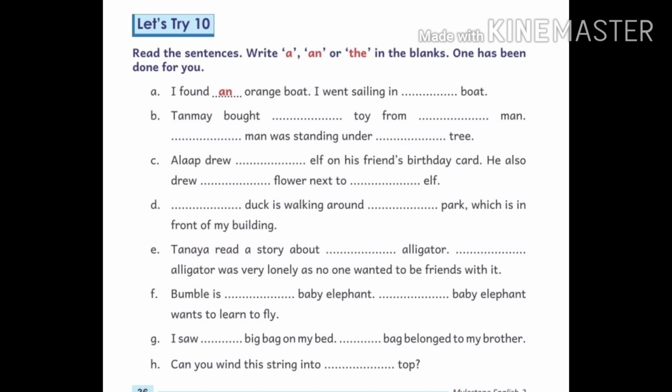Some words begin with a consonant but we use an before them. Example, an honest and an hour. Here, hour and honest both words begin with a consonant letter. Here H is silent, so we use an before them. Definite article the. The is used when we speak of the same noun again. The is used before particular nouns. The is used before the names of rivers, mountains, newspapers, holy books, oceans, etc.